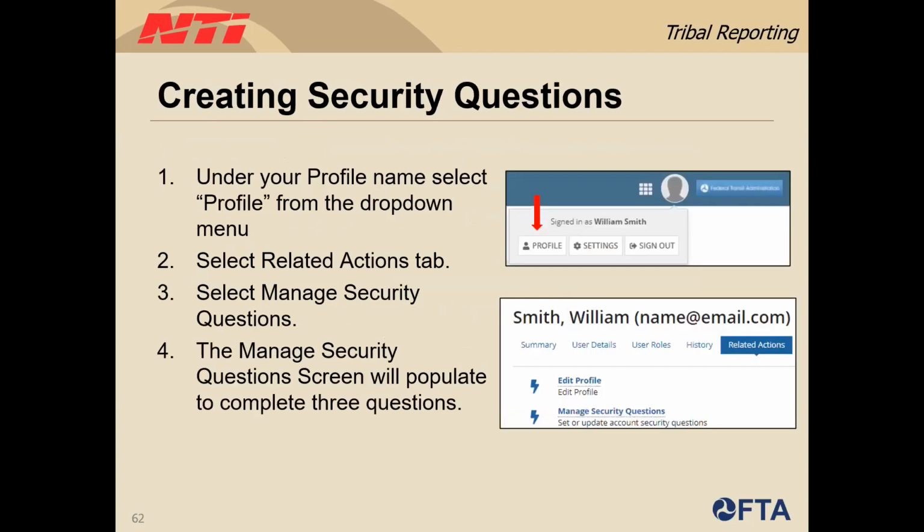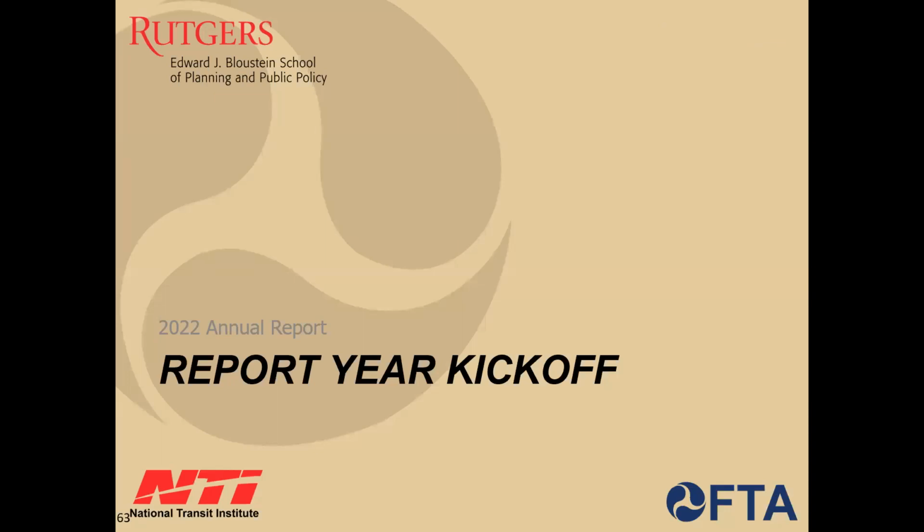Great. Okay. So again, if you set up your security questions beforehand, you won't have to submit the unlock request. To set those up, you'll go to the top right-hand corner of your screen, as seen here, and then select profile, then related actions, then manage security questions. From there, you'll be able to follow the steps to set them up, and you'll be able to unlock yourself. Great. It shouldn't take long. It takes about 2 minutes.